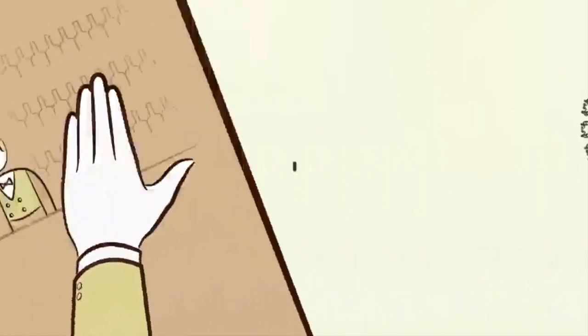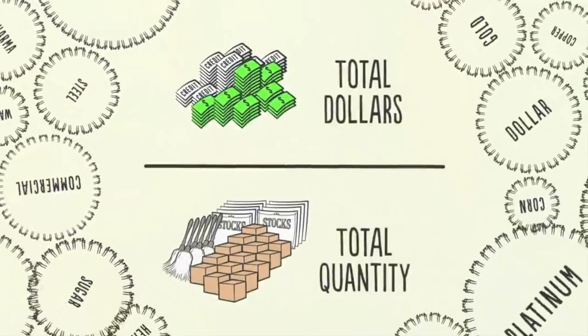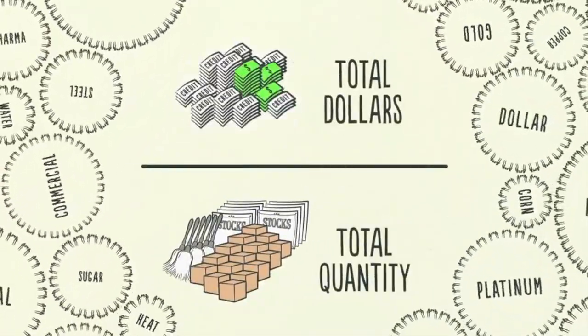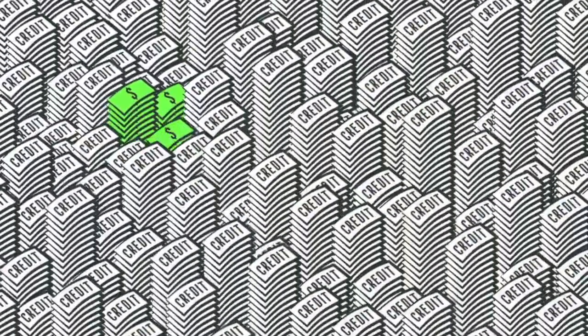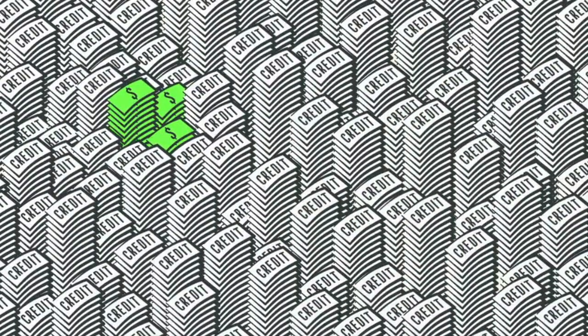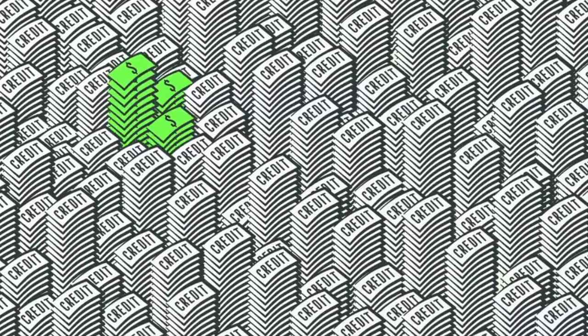The reality is that most of what people call money is actually credit. The total amount of credit in the United States is about $50 trillion, and the total amount of money is only about $3 trillion.